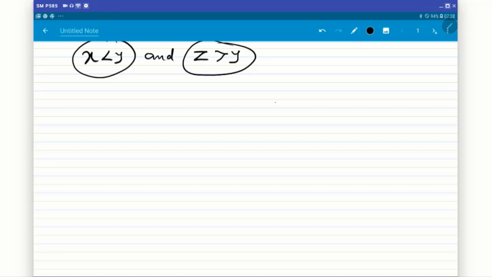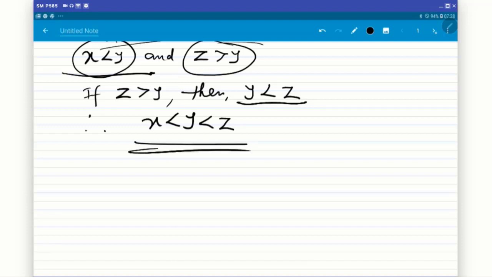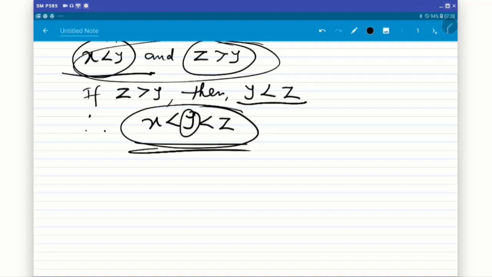Now, if you look at it, if I say z is greater than y, then what does that mean? It means y is less than z. Okay, if z is greater than y, then y is less than z. So therefore I can say that x is less than y, which is this one. Now y is less than z. So that is combining these two. Okay, and this simply shows me that my y is a value between x and z.